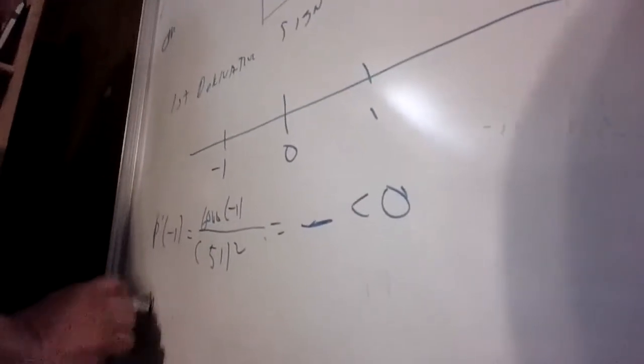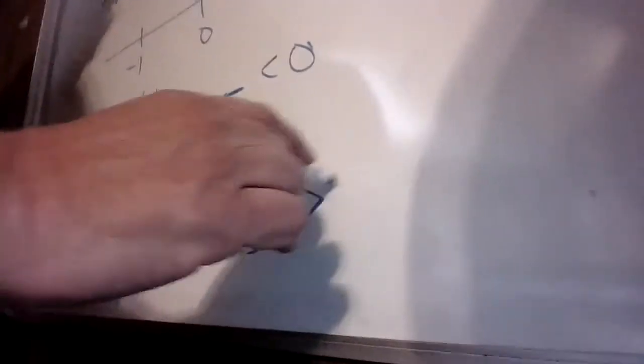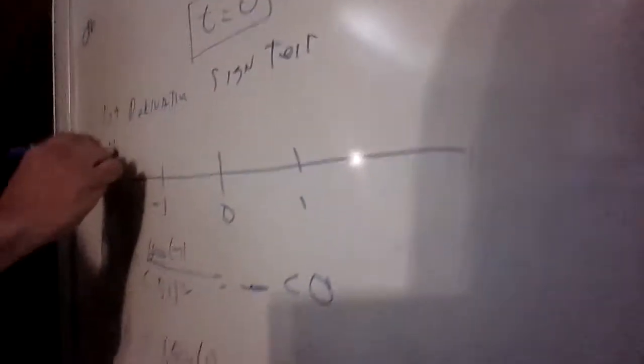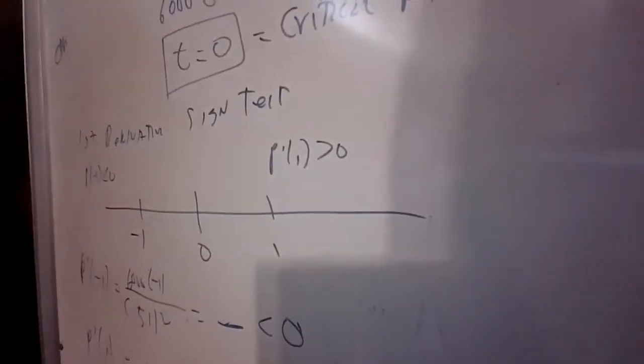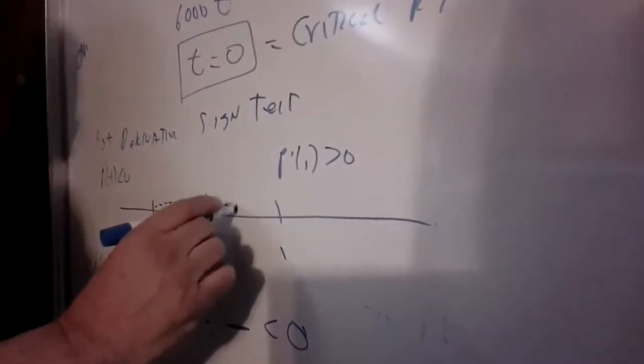So what about R prime at 1? Okay, well, that's going to be 6,000 times 1. Same thing, 51 squared. So that's going to be positive. That's greater than 0. So you got R prime at minus 1 is less than 0, and R prime at 1 is greater than 0. Now what's happening here? You got minus here and plus here.